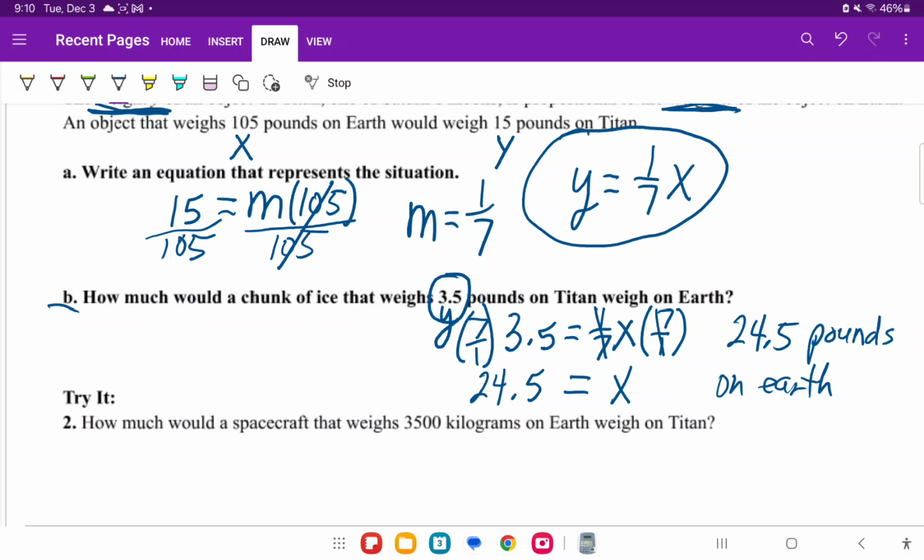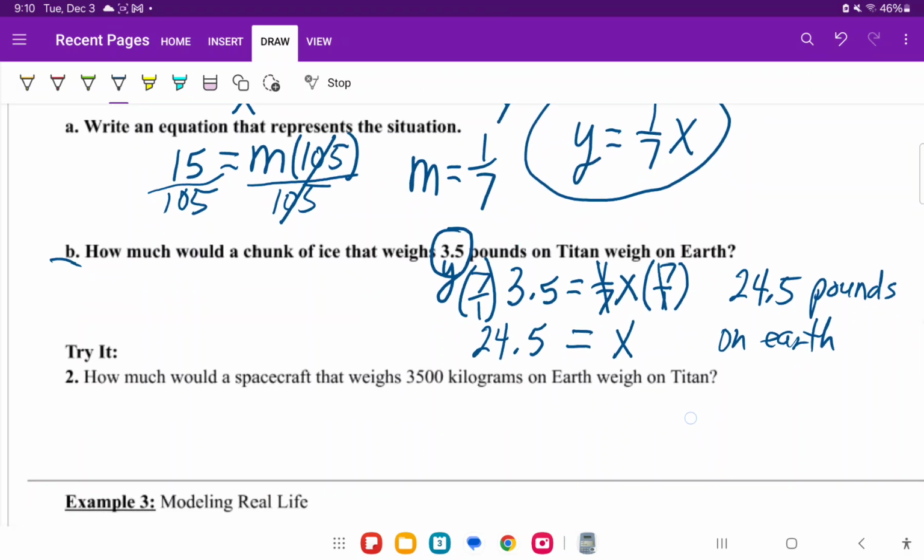Okay, so think about it. How much would a spacecraft that weighs 3,500 on Earth weigh on Titan? So is Earth the X or the Y? X. So this goes in for X. Okay, try that out. Plug it into the correct place in our little equation we wrote.